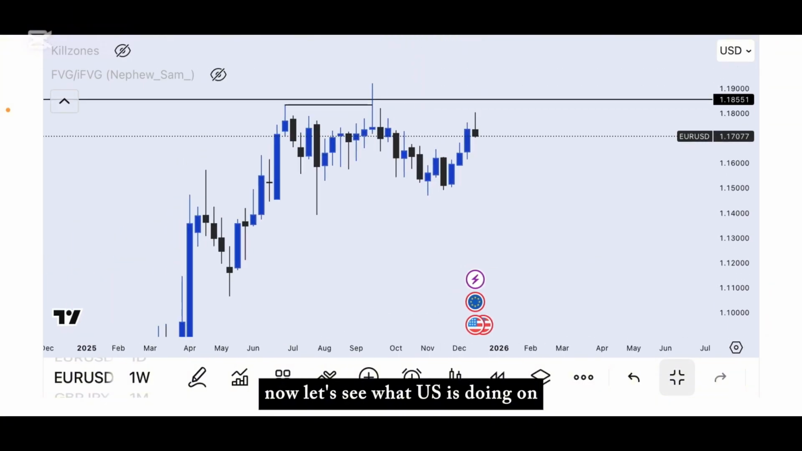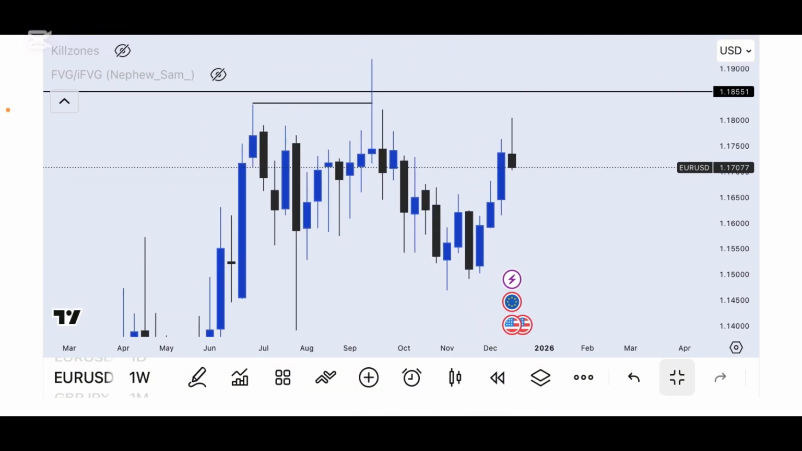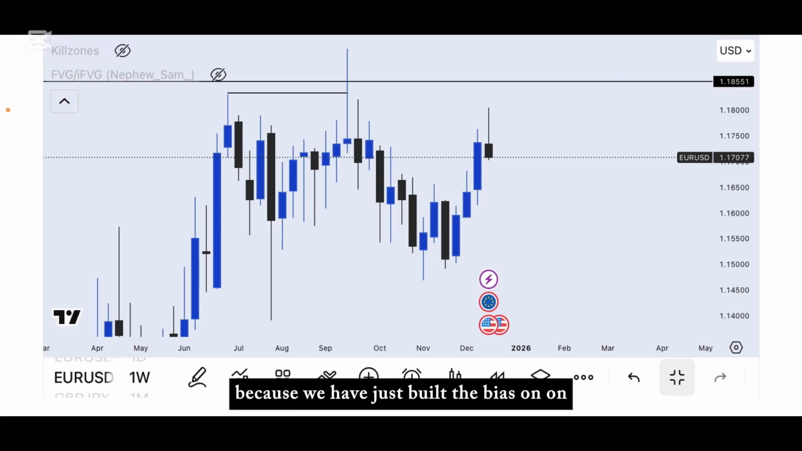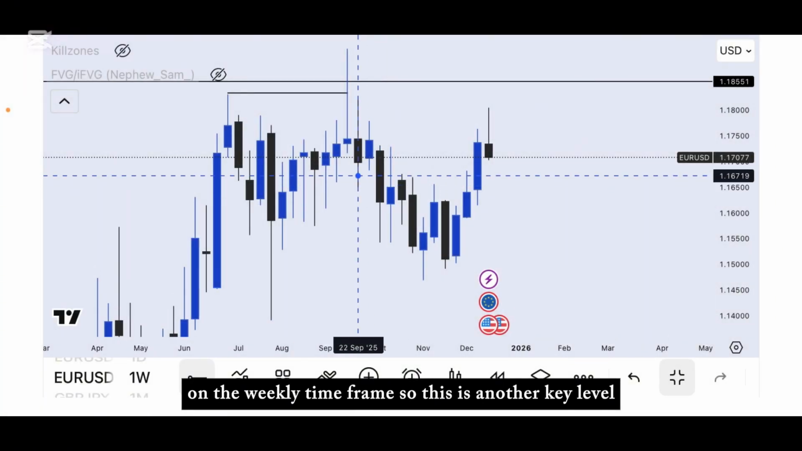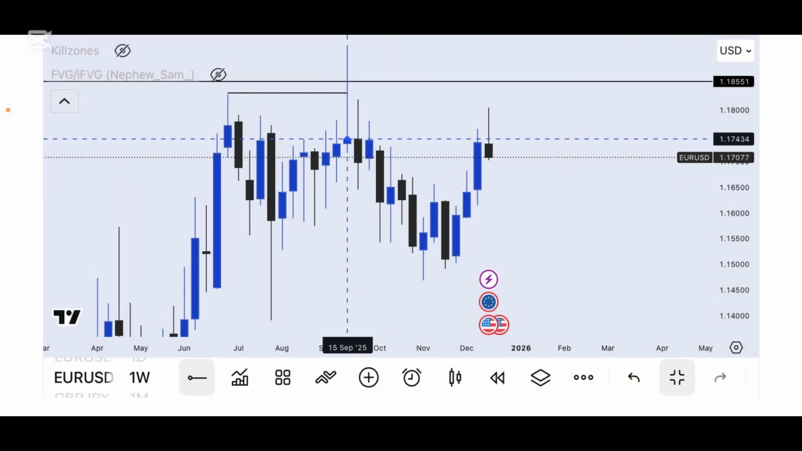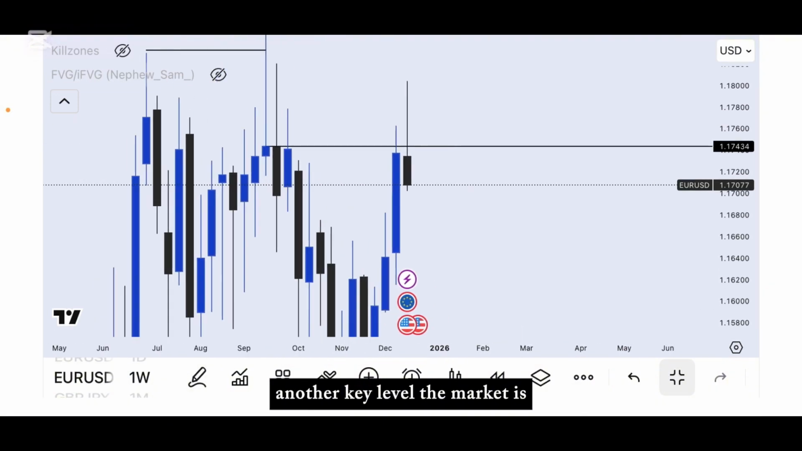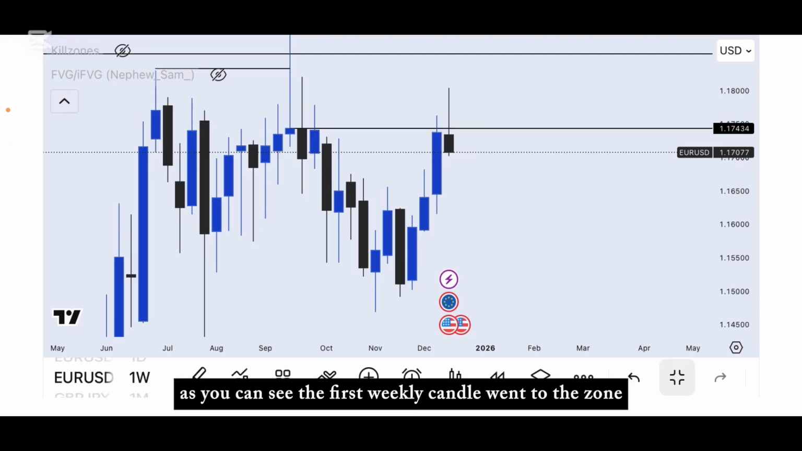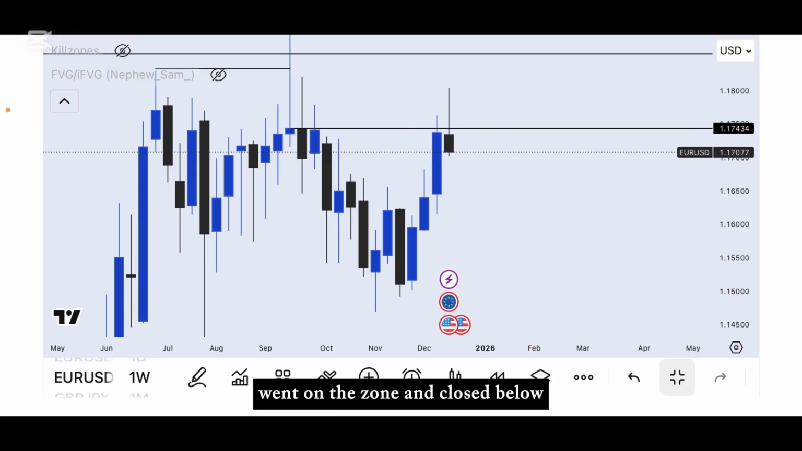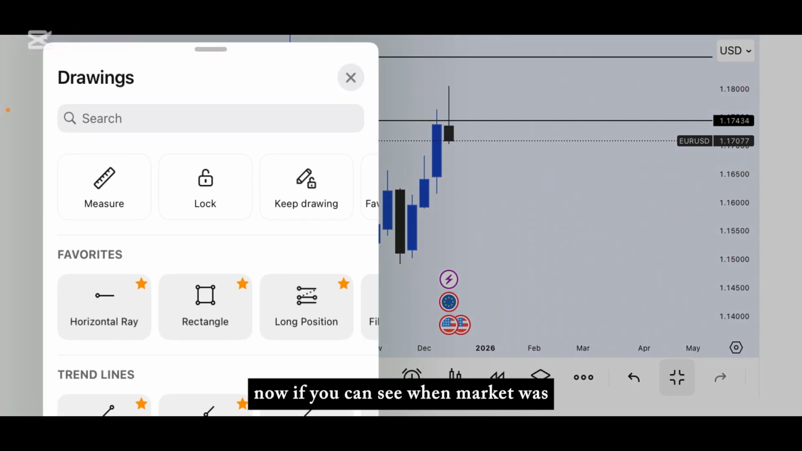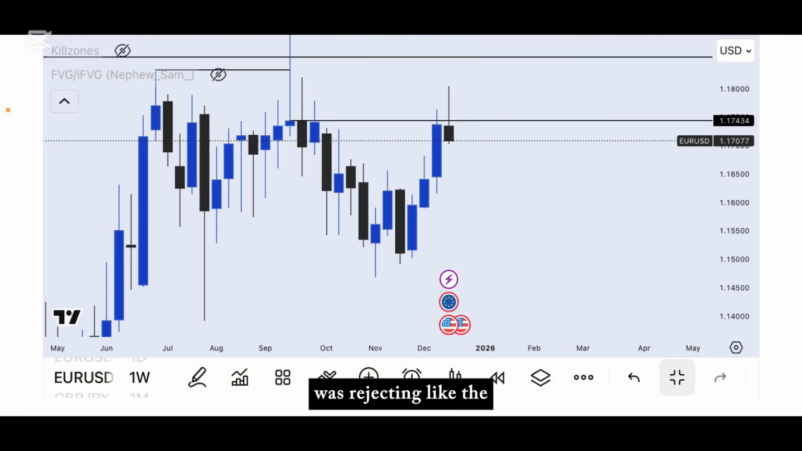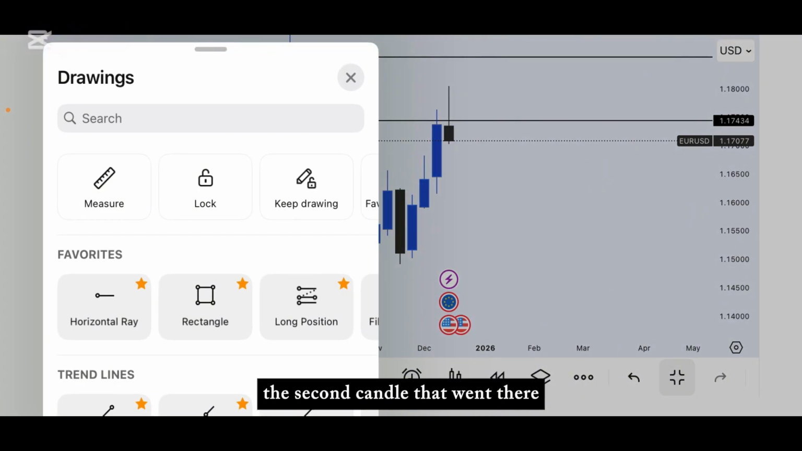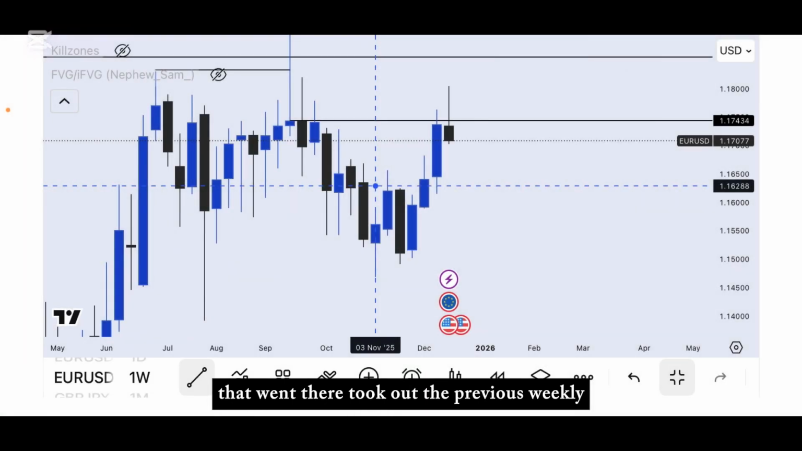Now let's see what EURUSD is doing on the weekly time frame, because we have just built the bias on 3 months. So this is another key level that the market is rejecting from. As you can see, the first weekly candle went to the zone and closed below. Another week again went to the zone and closed below. Now if you can see, the second candle that went there took out the previous weekly high.